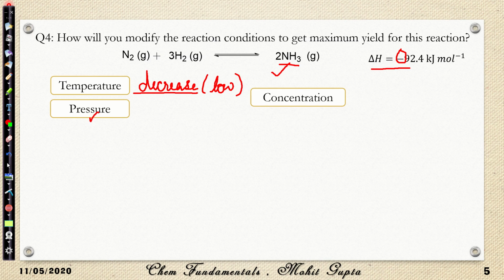In terms of pressure, if I increase the pressure, the equilibrium moves in that direction which has a lesser number of molecules. So on the product side we have 2 moles and on the reactant side we have 4 moles. So on increasing the pressure, the reaction would move in the forward direction. So what would we do? We increase the pressure.